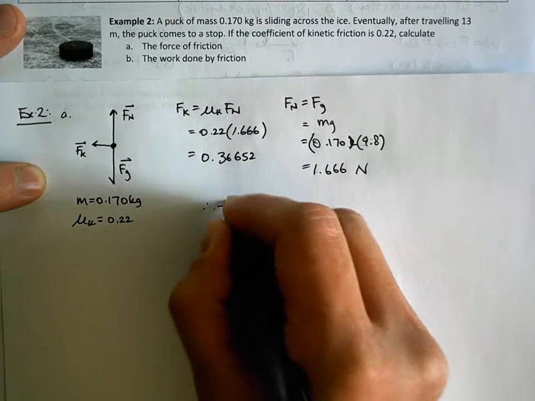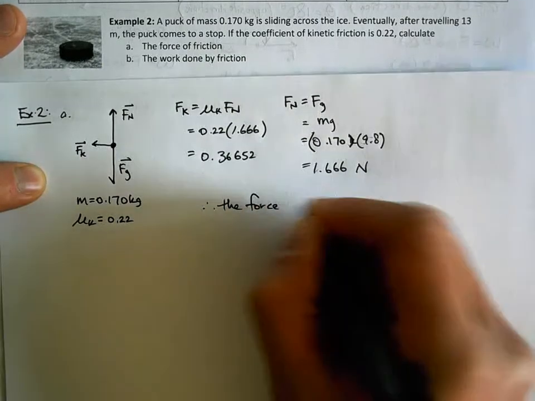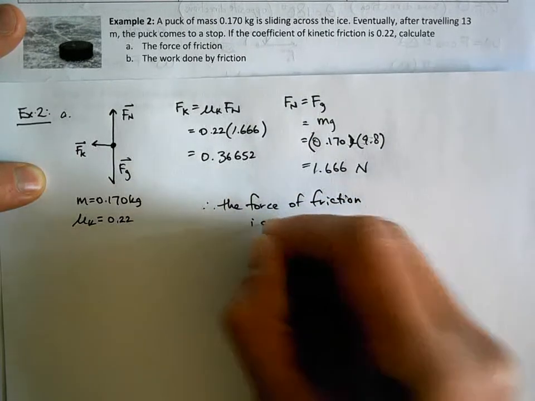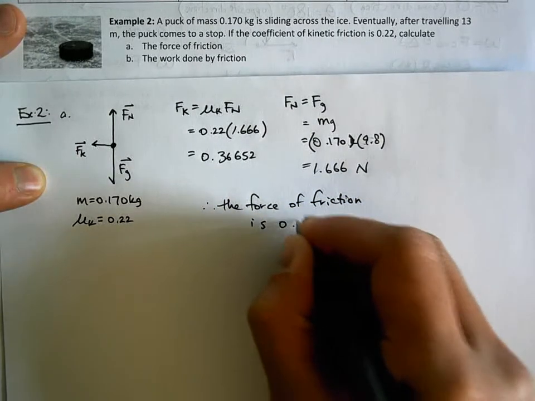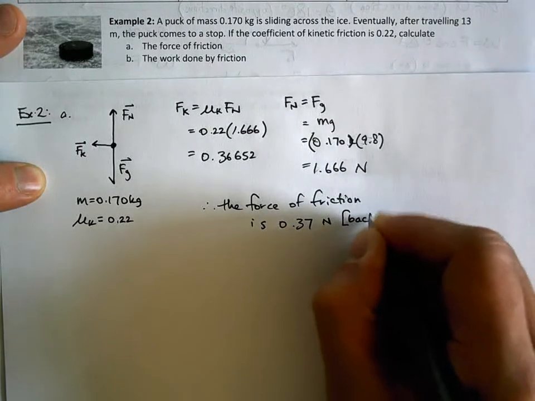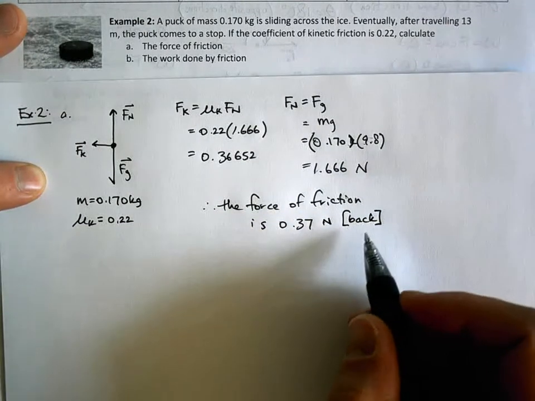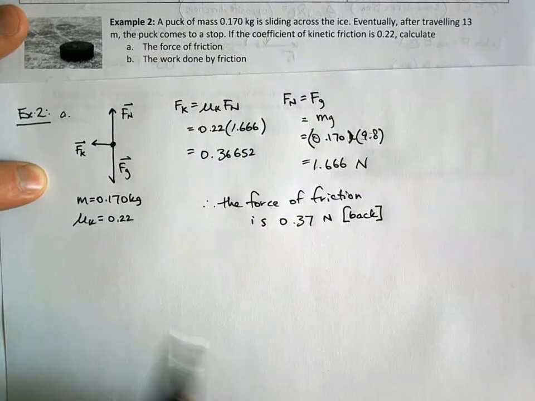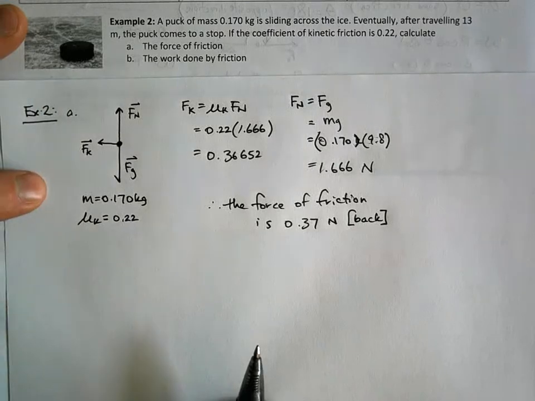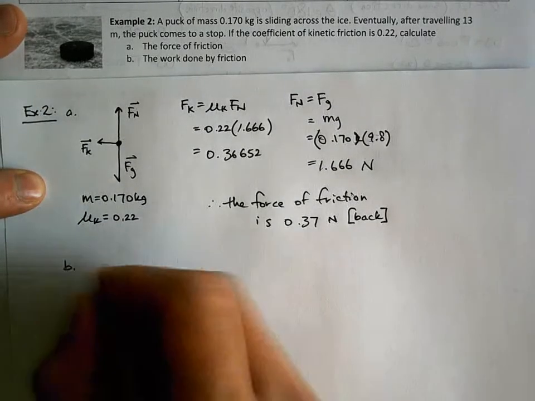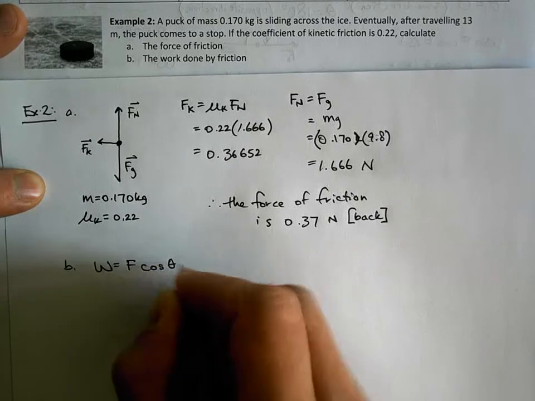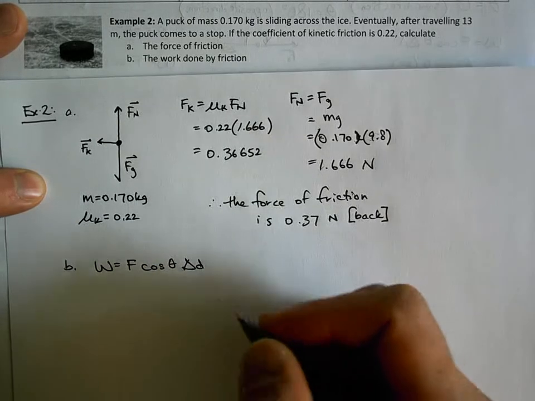So therefore, the force of friction is 0.37 newtons, and we'd say backwards, right? This is where we do have to put a direction at the end, and you have to use your free body diagram and your brain to figure out what direction it is. Now, to find the work done by friction, well, remember, work is force cos theta times delta d. Do we know delta d?